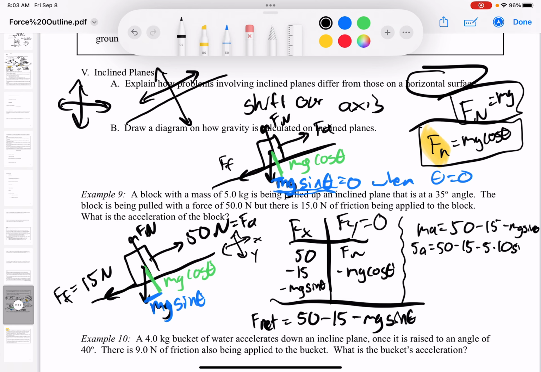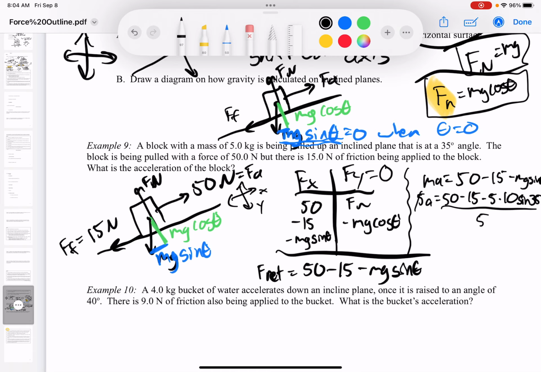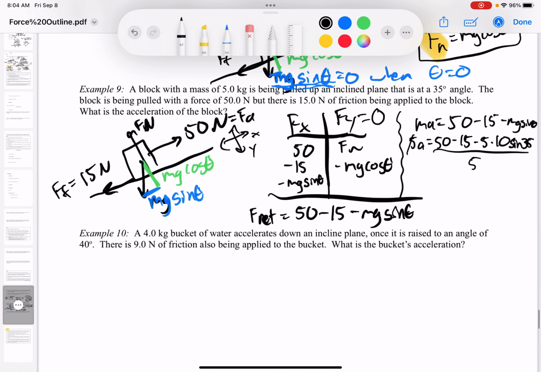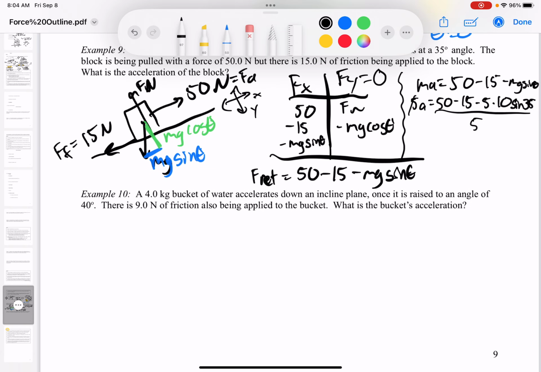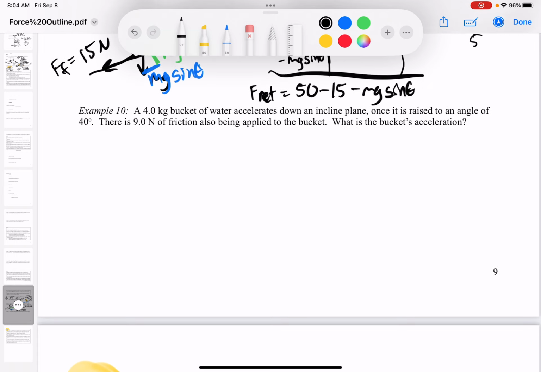And then sine of 35 degrees. Okay? And then you just would divide this by 5, and that would give you a. Okay? And so you can do the algebra later, but the important part is sort of the setup part. Let's try one more example problem.